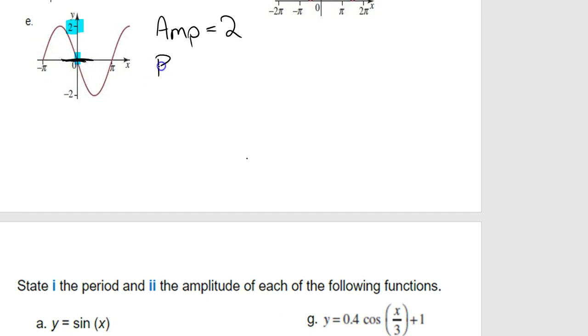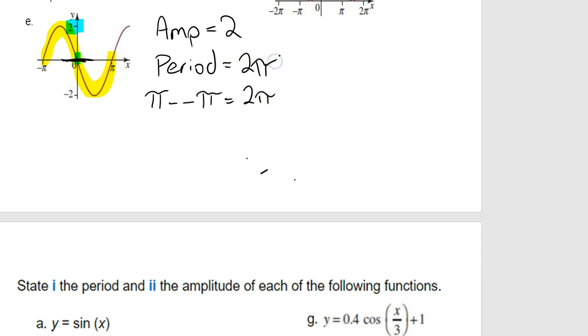Now we want to find the period. We're looking at a sine graph. We want to go up, hit, down, hit. So we need to find the distance between those two, and we can do that by inspection, or we can do it by taking the left-hand side one away from the right-hand side. So we can go pi, take negative pi, which is 2 pi. So our period there is 2 pi. Each 2 pi, our sine graph will repeat itself.